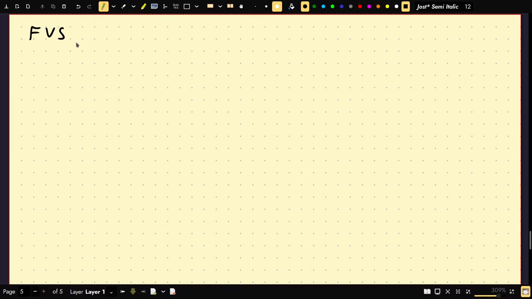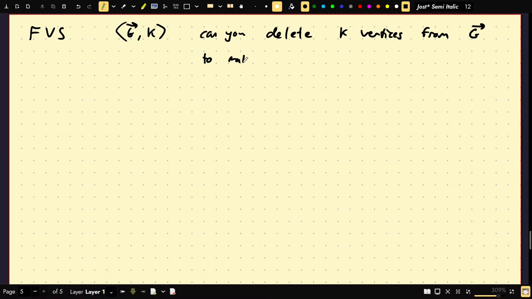This is called a feedback vertex set. I think Karp calls this feedback node set, but basically, given a directed graph G and K, can you delete K vertices from G to make it acyclic, right? A directed graph can have more structure to it and be acyclic compared to an undirected graph. If you might recall, here's a directed graph with no cycle. If this was an undirected graph, that would obviously be a cycle of 3, but because it's directed, there's no cycle. So this would be an acyclic directed graph.